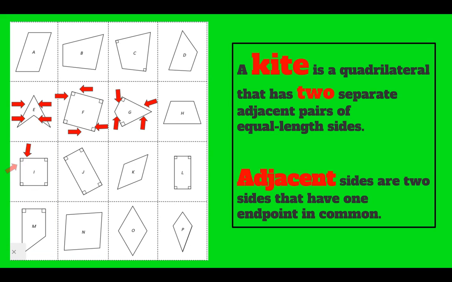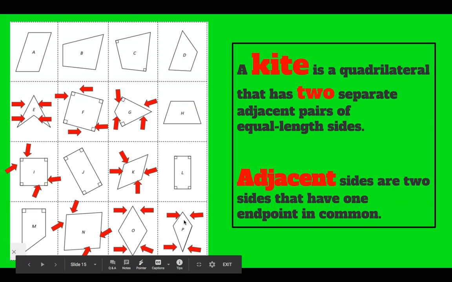I, that side is equal to that side, and this side is equal to that side. So I is also a kite. K is a kite because that side is equal to that side, and this side is equal to that side. N, that side is equal to that side. That side is equal to that side. O, these sides are equal, those sides are equal, and then finally P, that side is equal to that side, and these sides are equal. So again, it has to have two sides that are next to each other that are equal in order for it to be a kite.